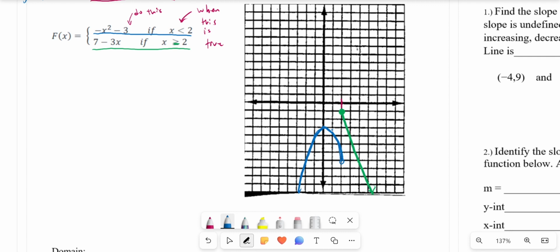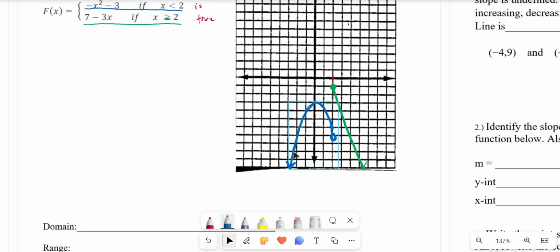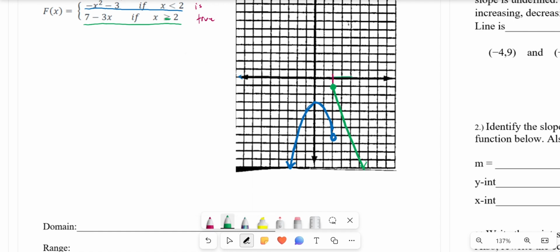Went a little too far there. Let's try that again. So something like that. So when we think about these piecewise functions, we're going to think about functions that have certain rules on certain intervals. Here, for values strictly less than 2, I'm going to do one thing. And then for values greater than or equal to 2, we're going to do something else, right? And then we put those two graphs together.